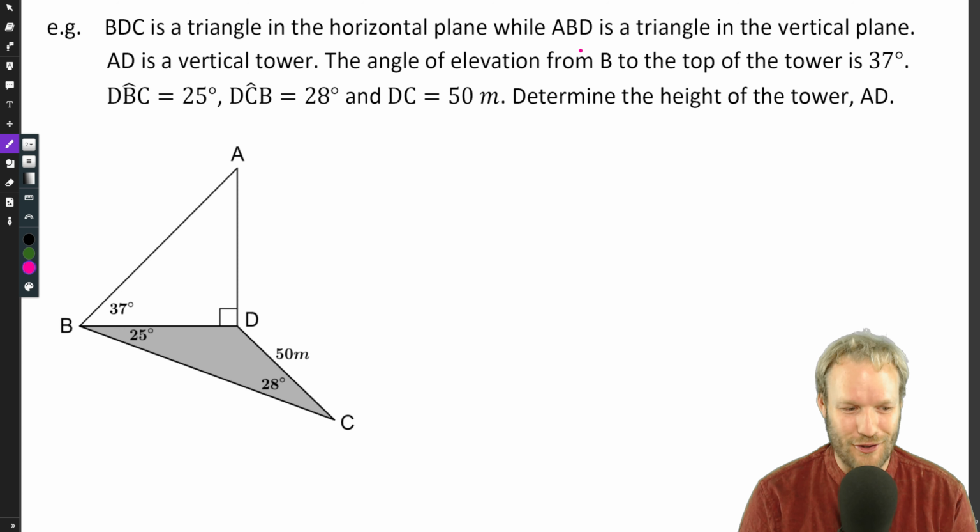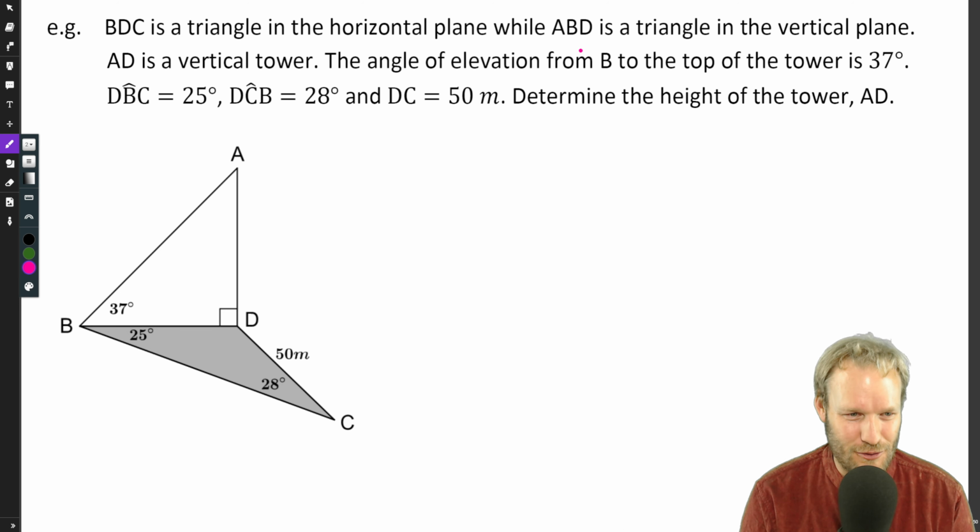Hello grade 12s, we've got our revision examples, just to get us ready for the grade 12 questions. So we've got this whole long sentence paragraph here of what's going on in the picture. So BDC is a triangle in the horizontal plane, ABD is a triangle in the vertical plane.